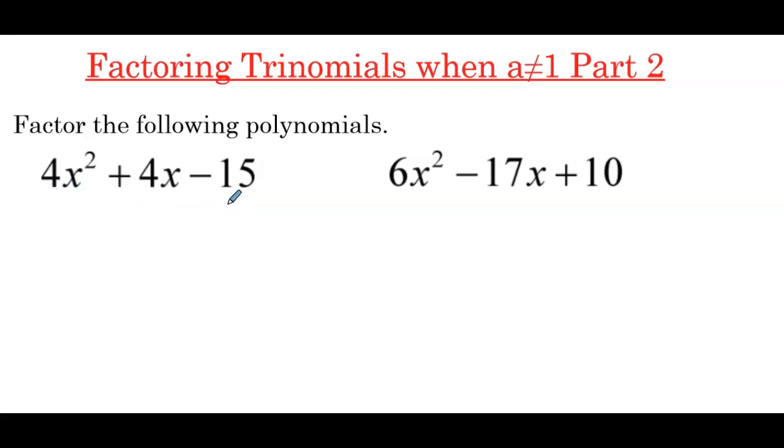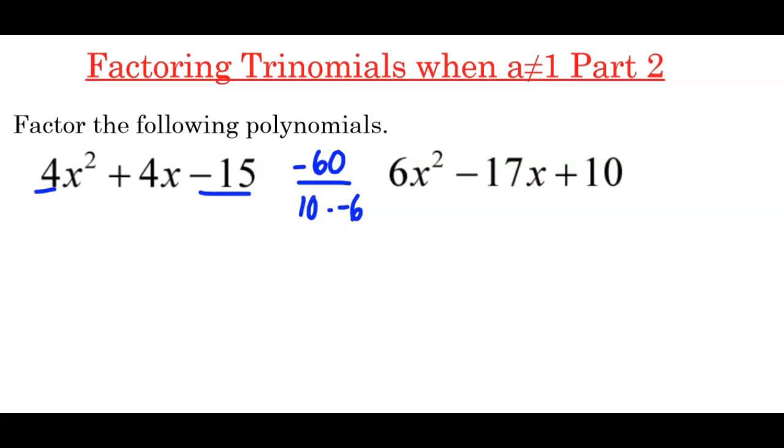Now, neither the leading coefficient nor the constant term is prime, so we'll use our grouping technique. So 4 times negative 15 gives us negative 60. So we need to come up with a factor pair of negative 60 that adds to positive 4. So let's see, I think that would be 10 and negative 6. So that's negative 60 and adds to positive 4. Perfect. Now if we didn't get it on the first shot, we'd list out a couple more factor pairs until we found the one that works.